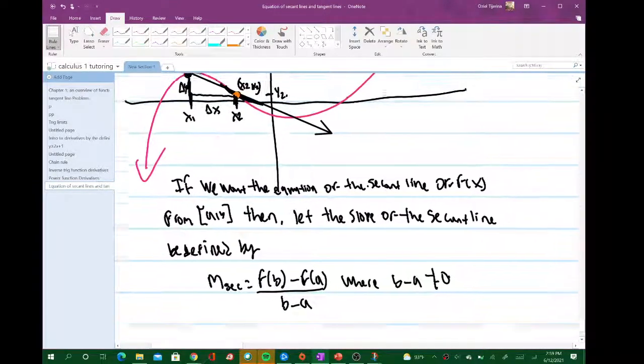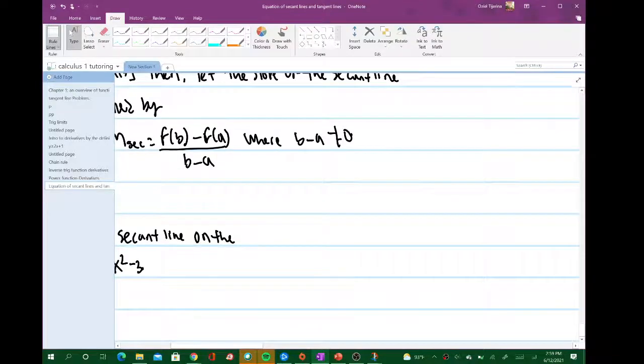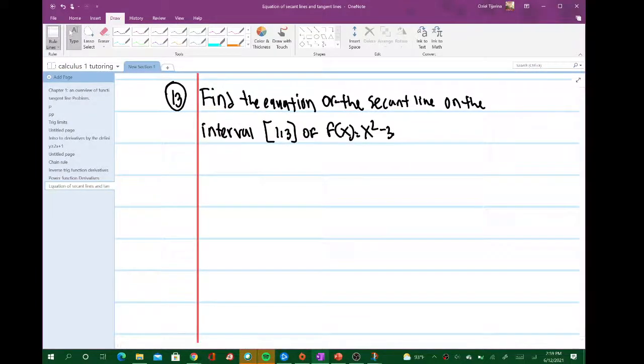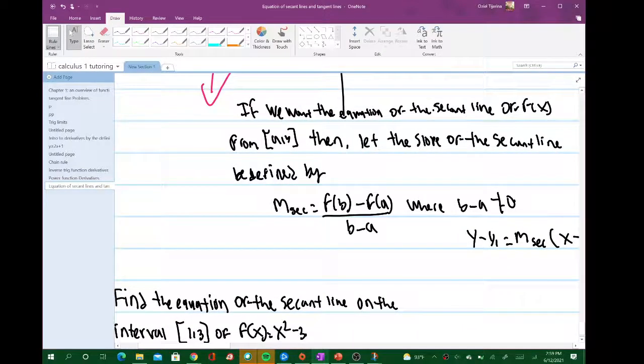Now the equation of the secant line is going to be defined by the following formula. It's going to be y minus y1 equals the slope of the secant line, m secant, times x minus x1. Now, when they give us an interval like this in terms of x, that means this is x1 and this is x2.